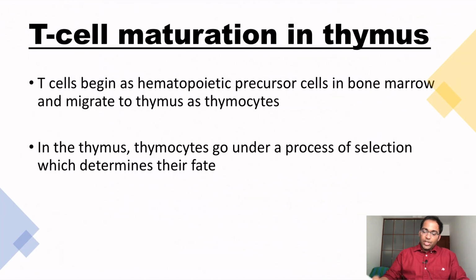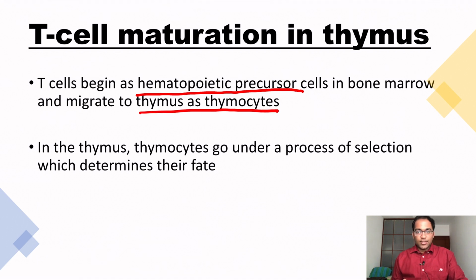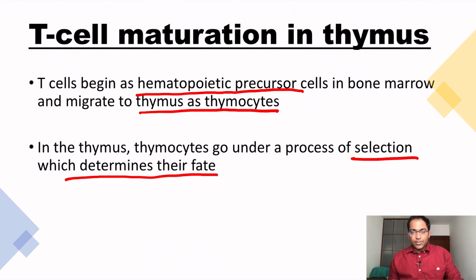Now T cell maturation occurs in thymus. T cells begin as hematopoietic precursor cells in bone marrow. Again, the baby T cells are found in bone marrow, and after development they migrate to the thymus as thymocytes. Now why do you want to go to the thymus? Because you want to get differentiated into a specific type of T cell. In the thymus, they undergo a process of selection which determines their fate. Now what is this selection? Let me explain it to you guys.